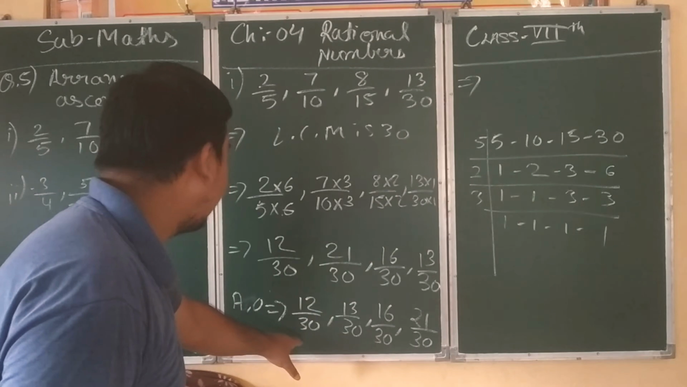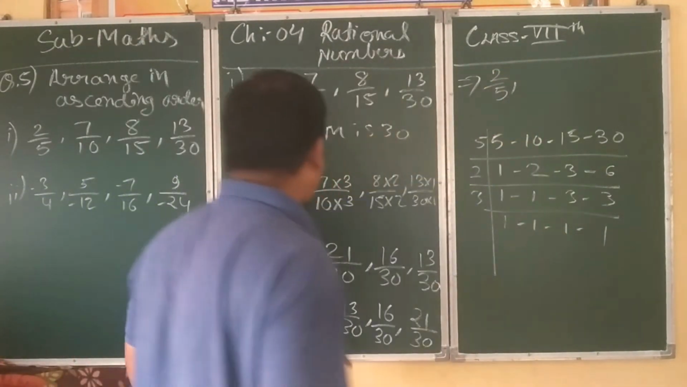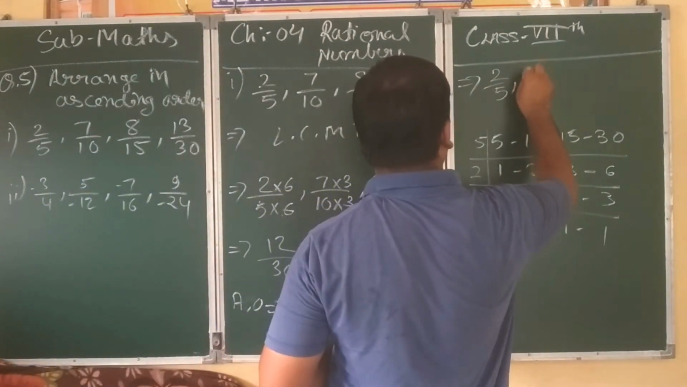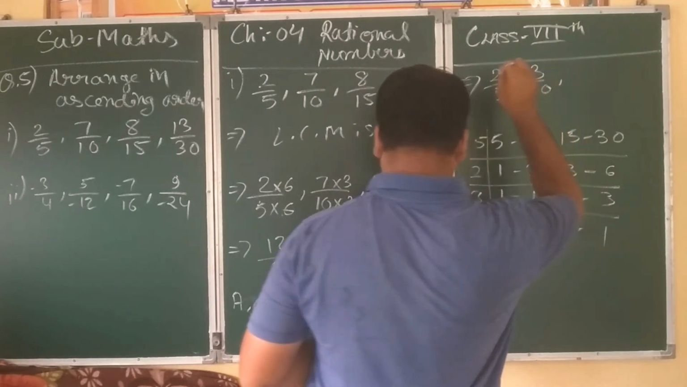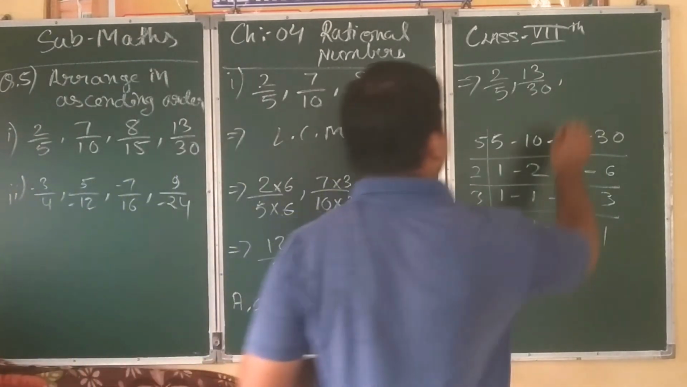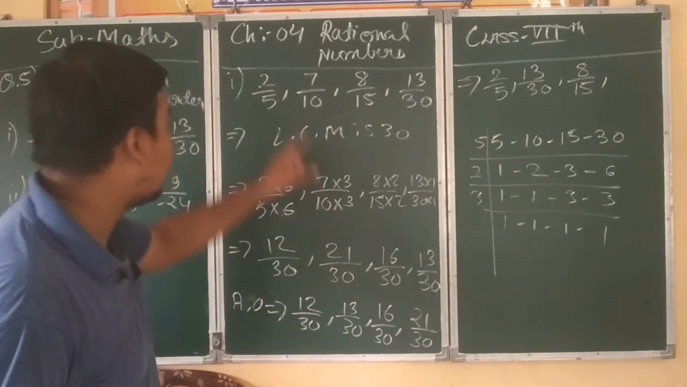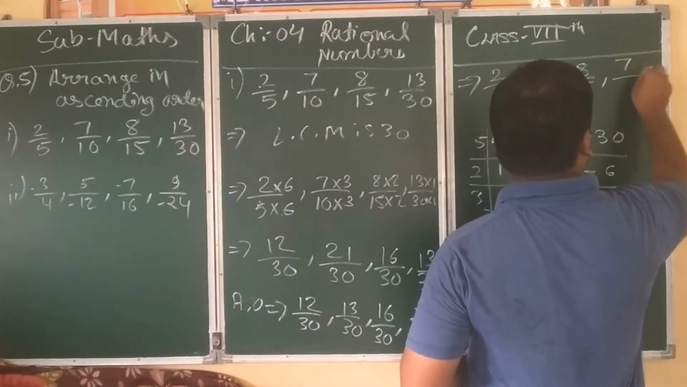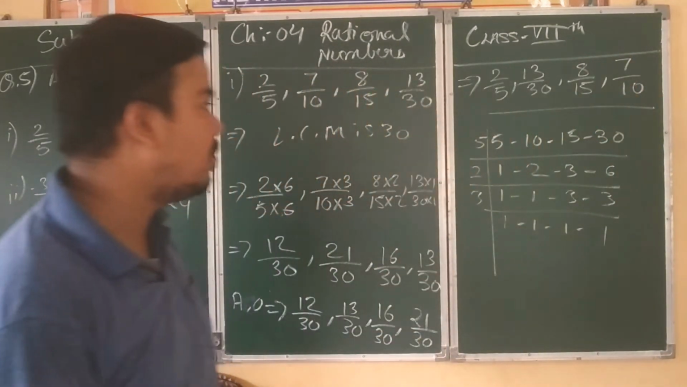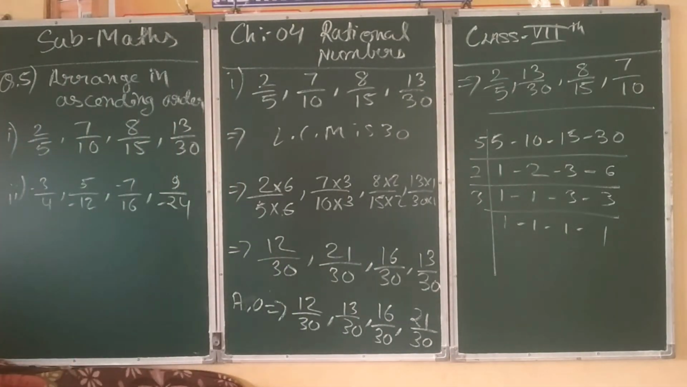12 by 30 means 2 by 5, 13 by 30 means 13 by 30, then 16 by 30 means it is 8 by 15, and 21 by 30 means 7 by 10. So this is our final answer: 2 by 5, 13 by 30, 8 by 15, 7 by 10. Please copy this.